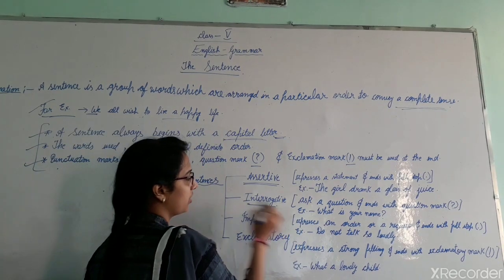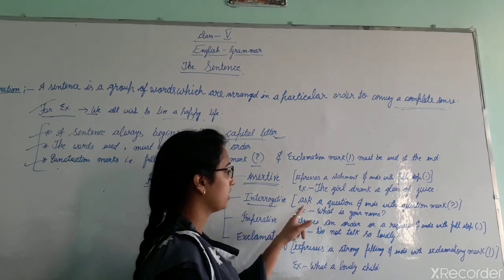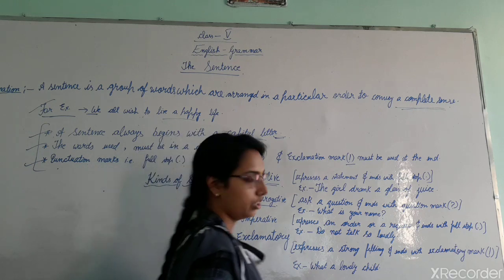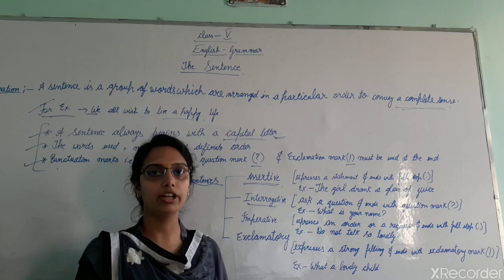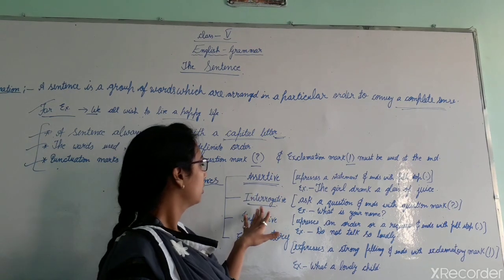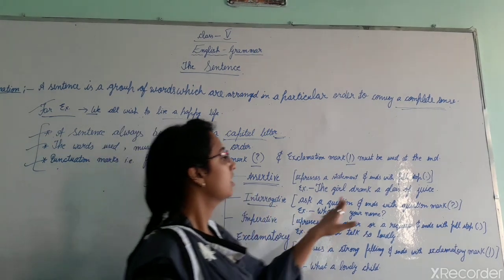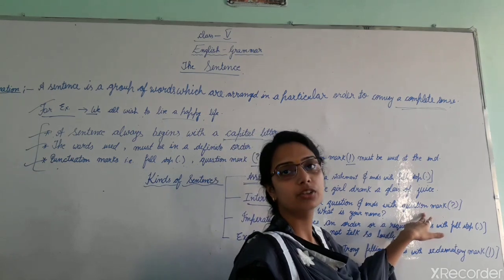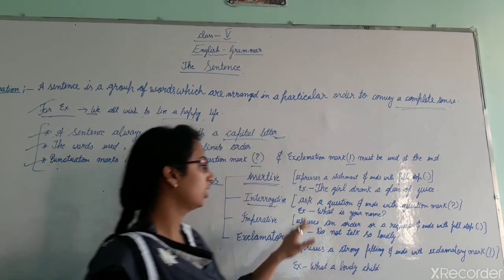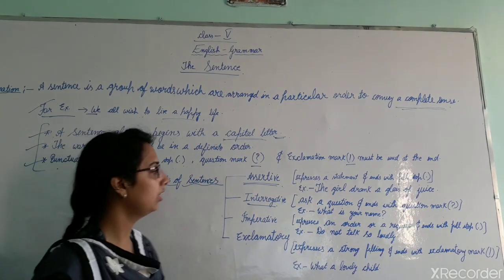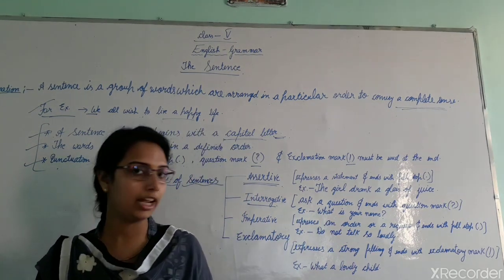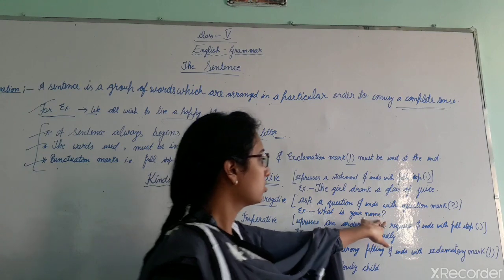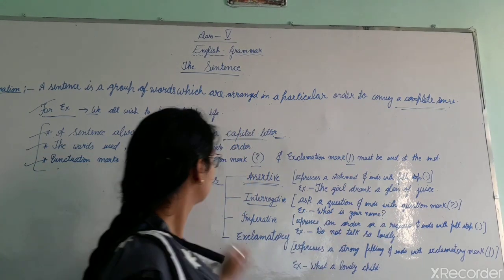Secondly, interrogative sentences. Interrogative sentences ask a question. Whenever we ask something, what, why, whatever, that is the interrogative sentences and always ends with the question mark. For example, what is your name? Here we are asking what is your name? And at last the question mark is applied.